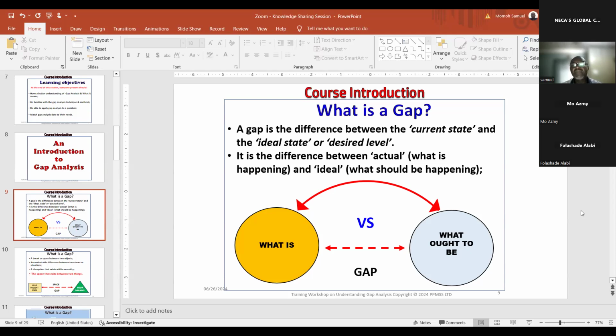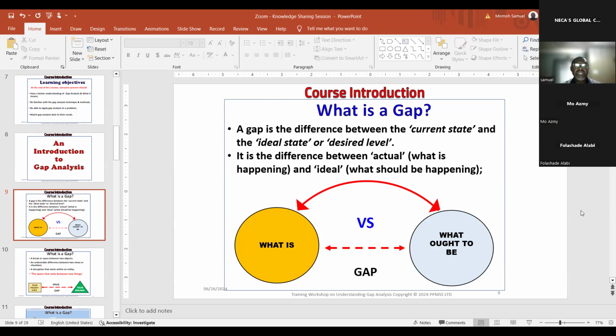Gap can be defined as the difference between a current state or your present position and that other state or position where you are dreaming or aspiring or expecting to be. So that's actually gap. Gap is the in-between, that vacuum, that space between where you are presently and where you want or desire or plan to be.